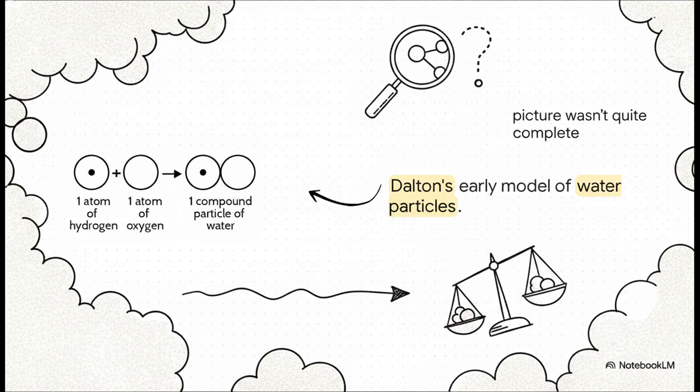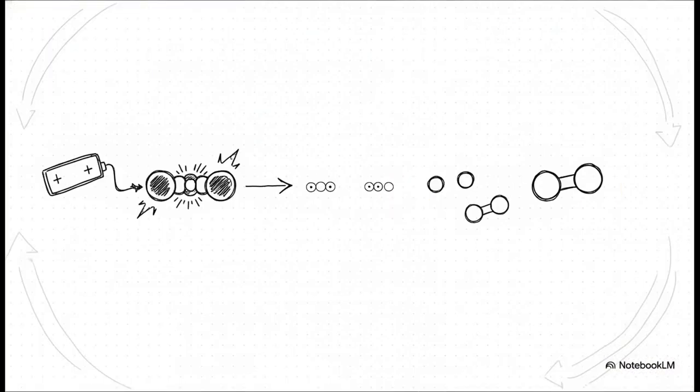Honestly, it was a great starting point for wrapping our heads around how molecules form, but as scientists ran more experiments, they quickly realized this picture wasn't quite complete. And this right here brilliantly shows the revised, super accurate model we still use today. A water molecule actually has 3 atoms, 2 hydrogens, 1 oxygen. And when you zap it with that energy from the battery, that 3-atom molecule goes through a massive change.